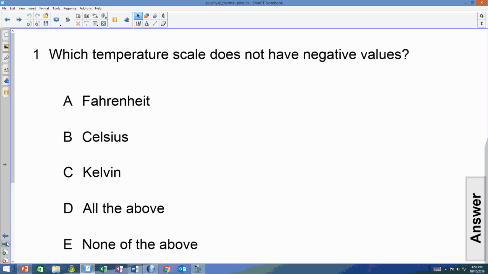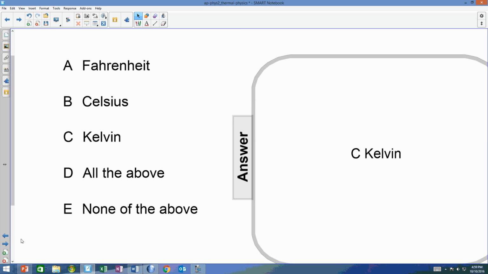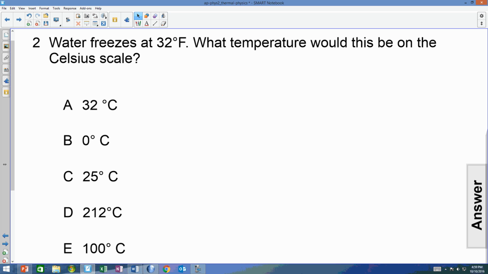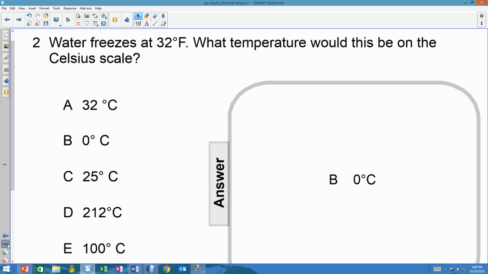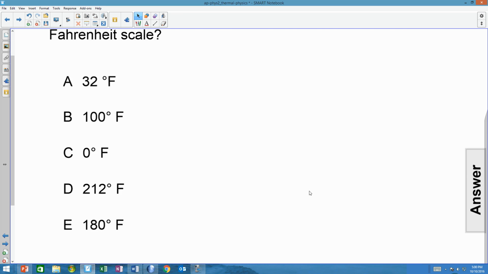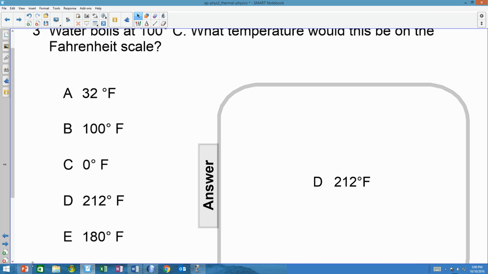Which temperature scale does not have negative values? Hopefully you picked C, which is Kelvin. Water freezes at 32 degrees Fahrenheit. What temperature would this be on the Celsius scale? The correct answer is B, 0 degrees. Water boils at 100 degrees Celsius. What temperature would this be on the Fahrenheit scale? The correct answer is D, 212 degrees.